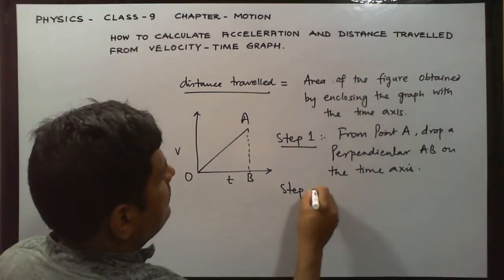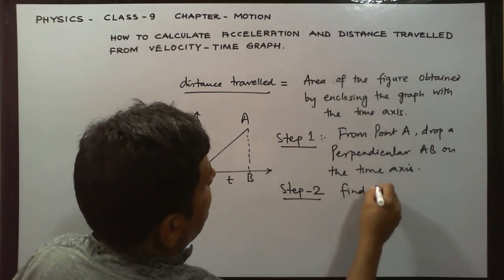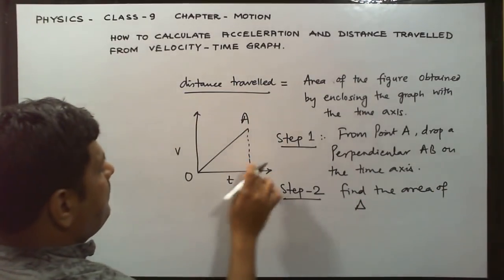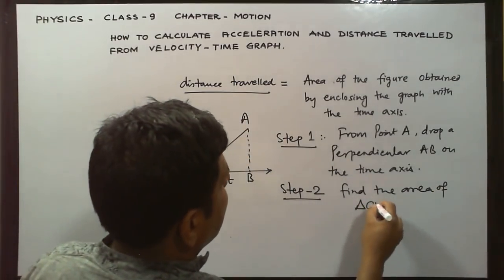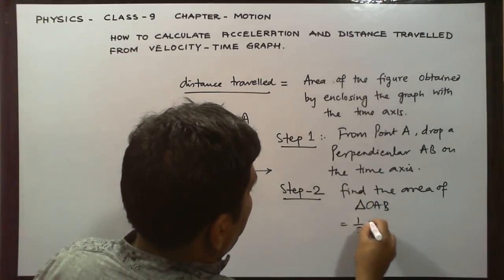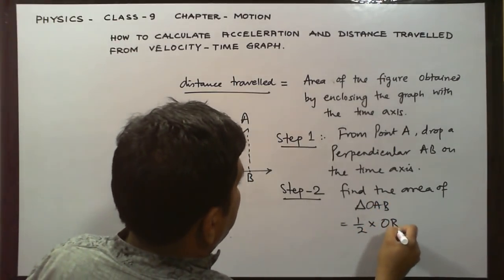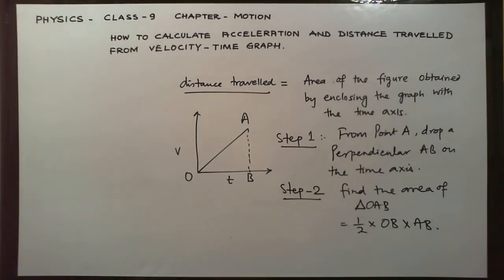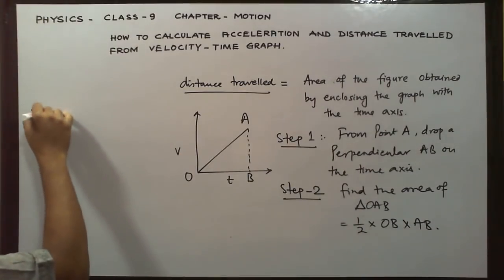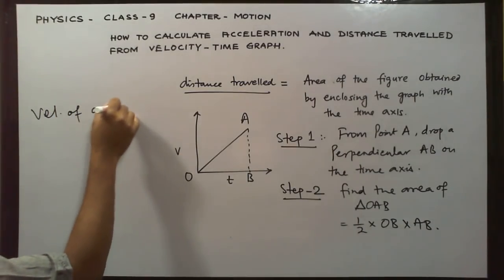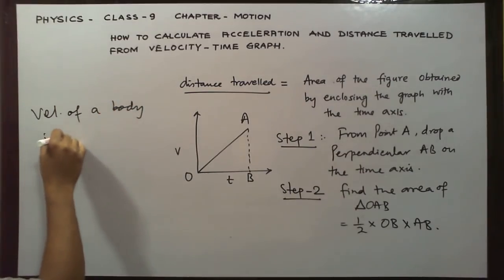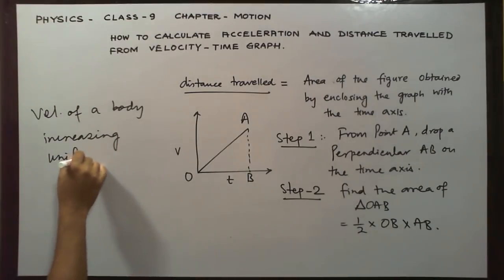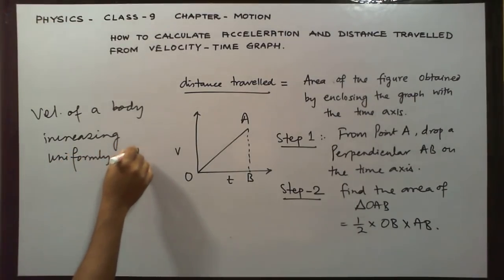Step 2, find the area of triangle OAB. This is half into OB into AB. So this is the way we find out the distance traveled by the body. The case was velocity of a body increasing uniformly with time.